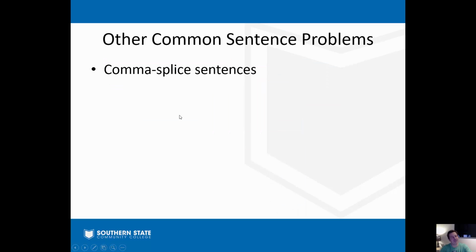So, now that we know all about run-ons, and we'll never, ever, ever, ever make the mistake of putting a run-on sentence in our writing again, for our next video, we're going to turn our attention to another common sentence problem, the comma splice.